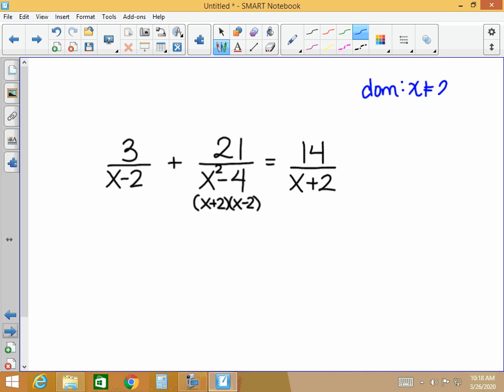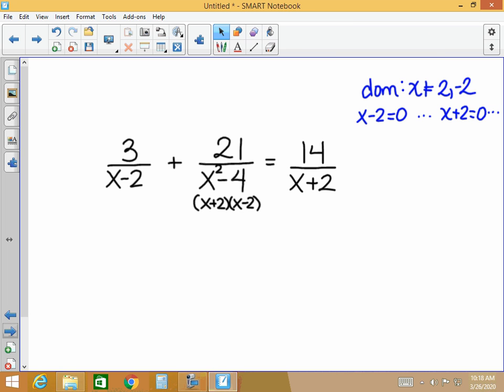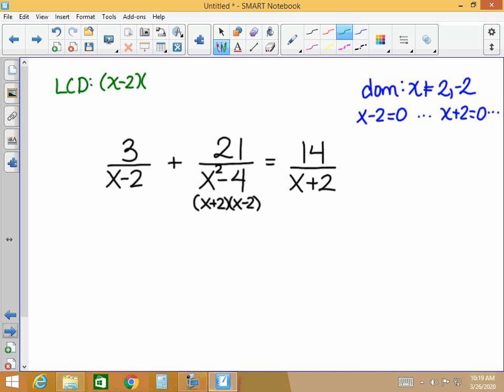The two numbers that we get to restrict our domain, the two numbers we're not allowed to use there, should be +2 and -2. If we set each of the factors equal to 0 and solve for x, we get those from there. The lowest common denominator that we're going to work with has an x minus 2 in it, it has an x plus 2 in it, and that covers all the ground that we need.